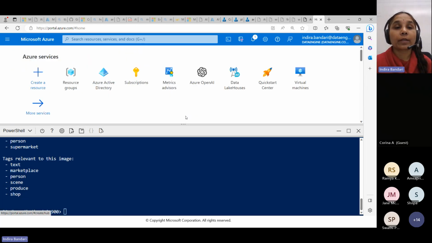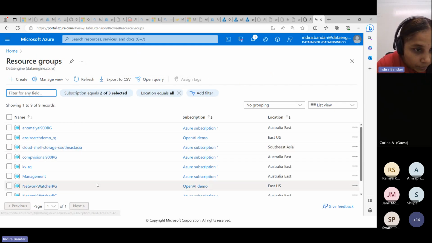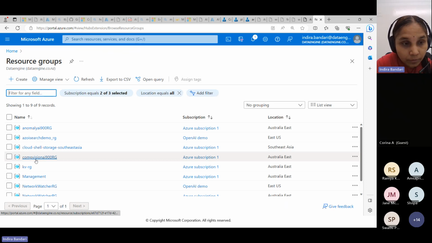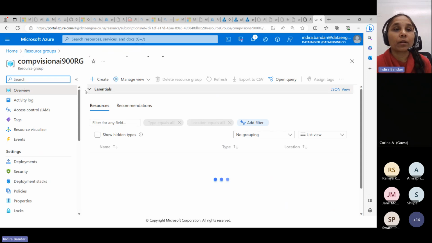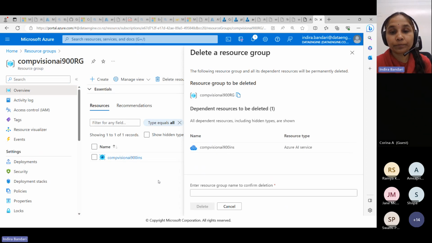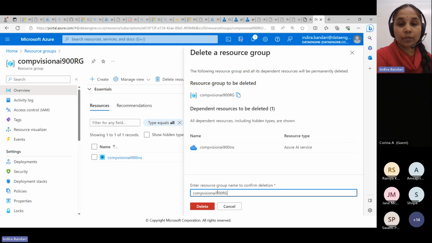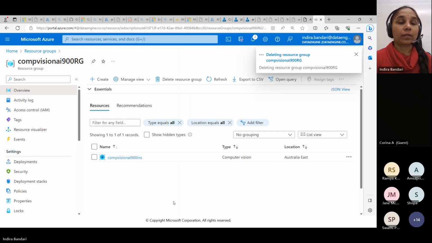I'm going to go and delete my resource group. So I will just close the Cloud Shell, and I'm going to delete my resource group. I'll just go into resource group and computer vision. Where is my resource group? Okay, computer vision AI 900, and then I will say delete resource group, and it asks for the name. So I'm just going to give the name and then delete it. So that concludes the computer vision lab.